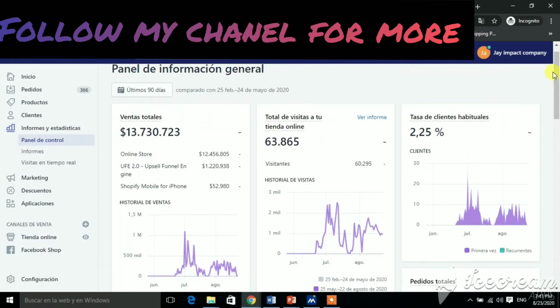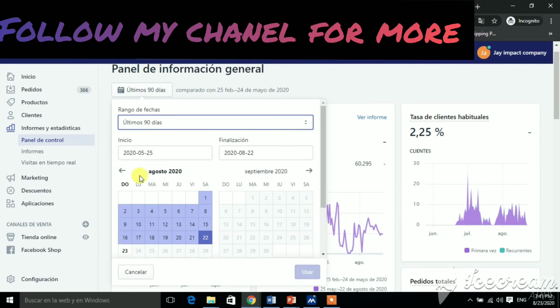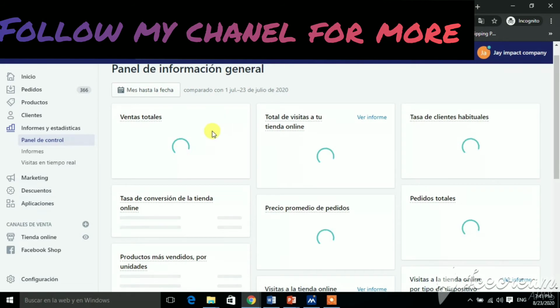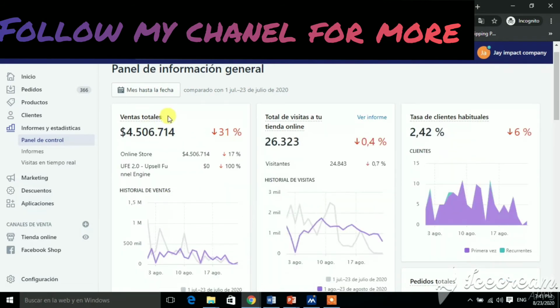Now this is it guys. I'm showing you guys, this is for the last 90 days. Let me show you guys. For example, from August 1 to August 23, how much money I make. It's not a lot, and somehow this is a slow store because the product is going down right now. This is the reason why my conversion is a bit low.